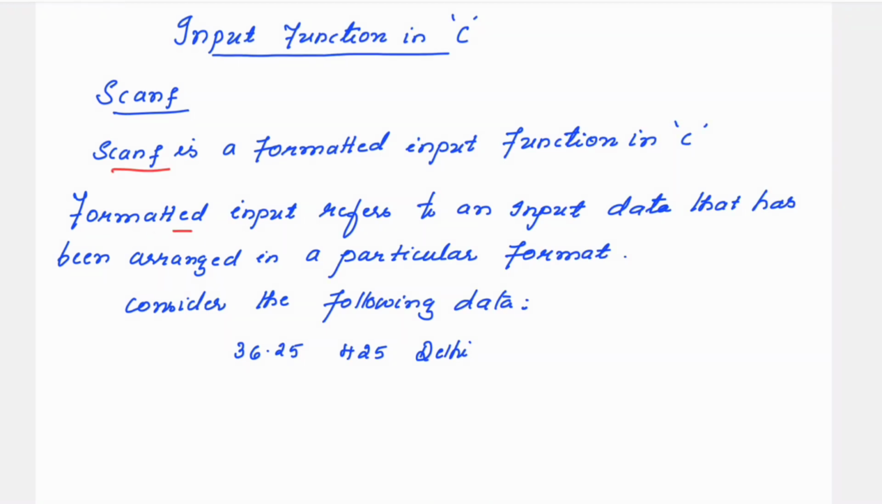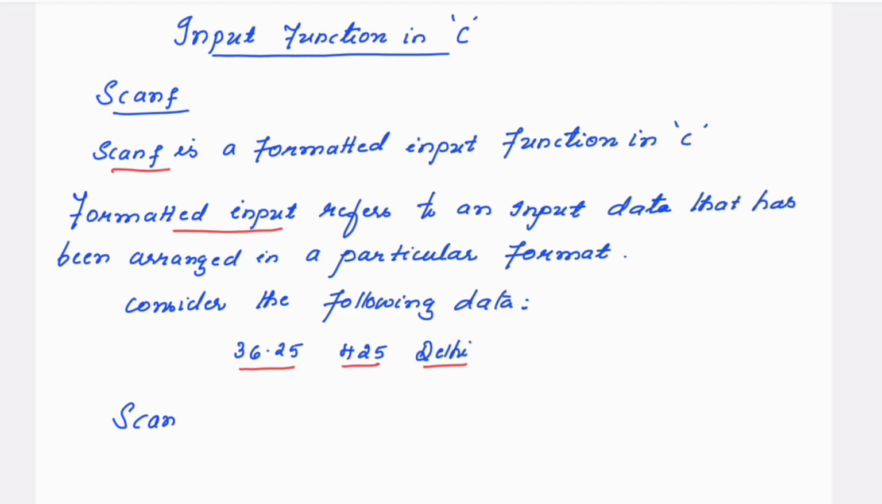Now, what do you mean by formatted input? It refers to input data that has been arranged in a particular format. I have arranged the data in this manner. The very first data is a float number, then we have an integer number, and then a character data type. If I am giving the input in this format, I always want to give the input first as a floating number, then an integer, then a character. For that reason, in the scanf function also, I have to specify that order, and that order can be specified using the control string and the arguments.